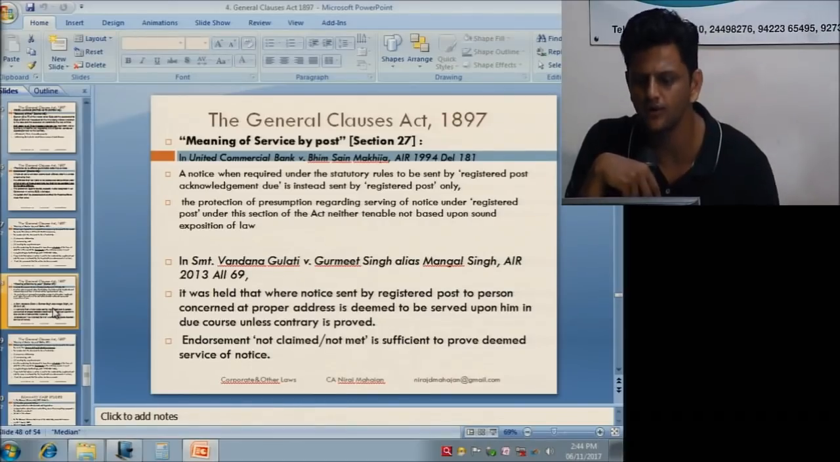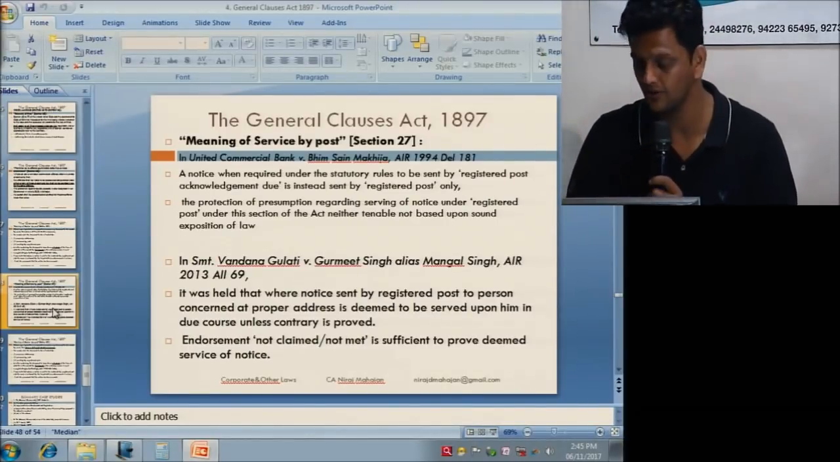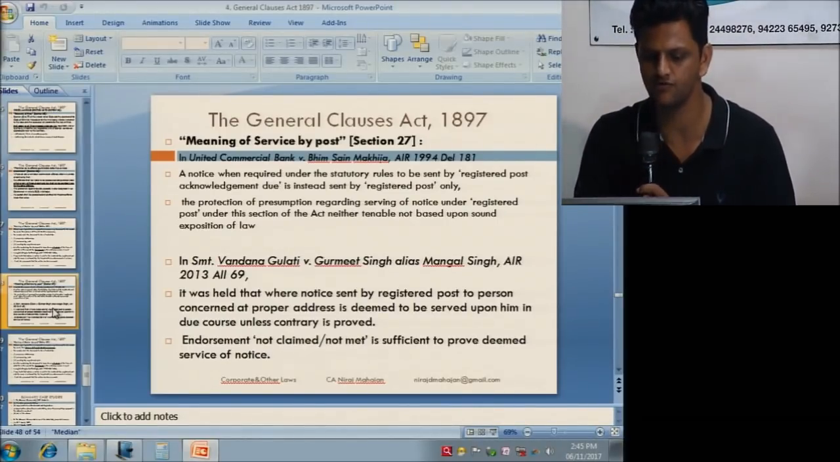So the protection is not available. That you have sent by registered post, that should be sufficient, is not available. What is given in the act, first preference will be given to that.